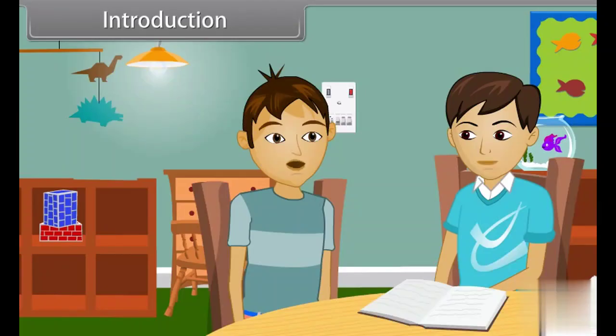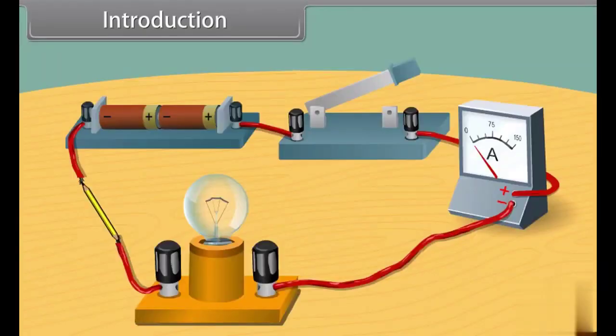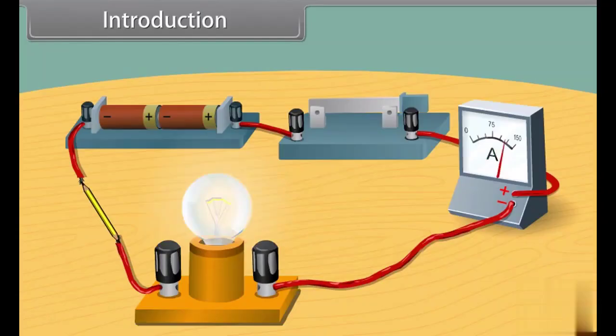I don't have any idea about that. Okay, I will show you with the help of an experiment. When we switch on the circuit, the multimeter shows an electric current reading. It shows that graphite allows the electric current to pass through it. Hence, graphite is a good conductor.